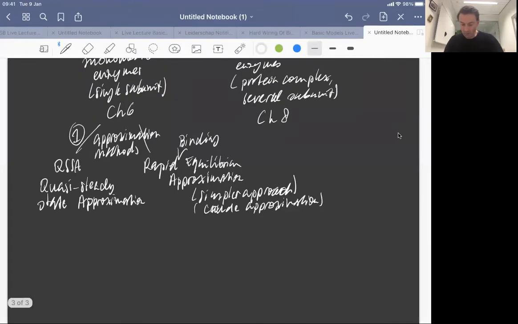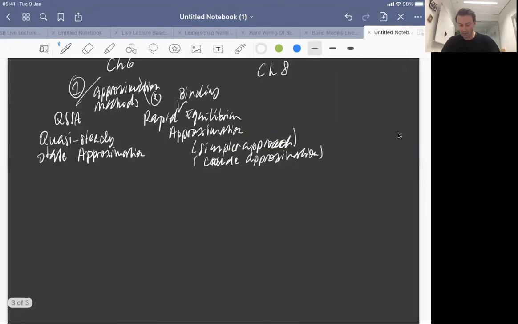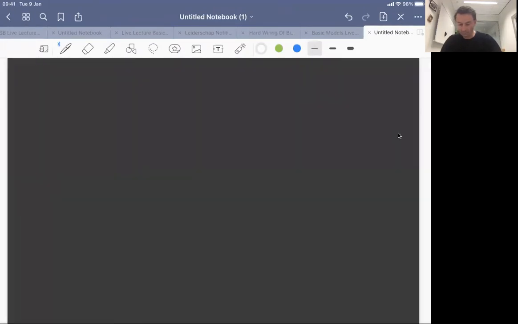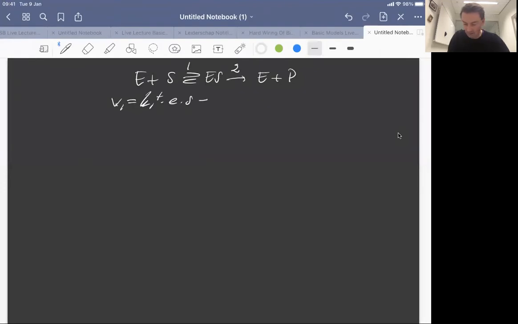Okay, so I'm going to explain both of these approximations on the basis of a very simple example, this example. So we have two elementary reactions. V1 is K1 plus times E times S minus K1 minus times ES. And V2 is K2 times ES.